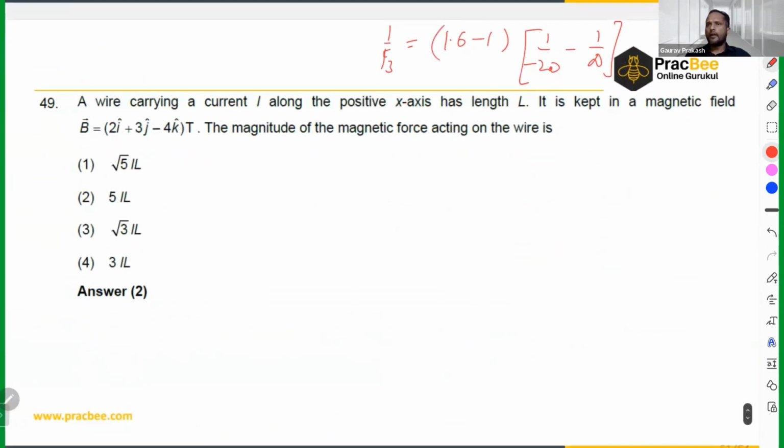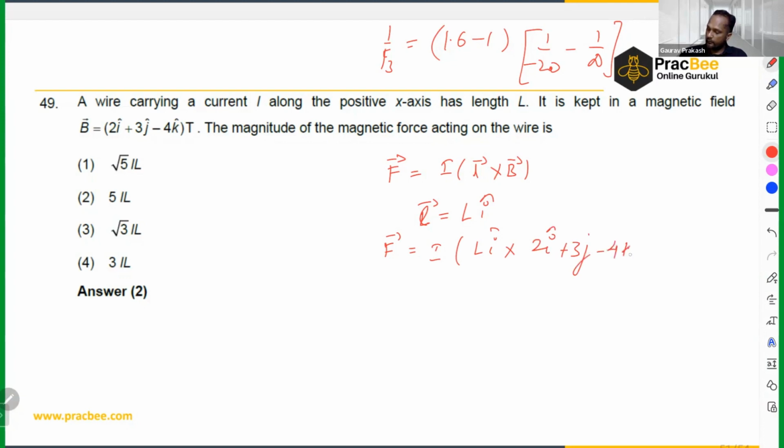Now, a wire carrying current I in the positive x direction, length L, is kept in a magnetic field. We know that the force on a wire is I L cross B. L and I have the same direction, so the wire is kept along the positive x-axis. So basically this L vector is equal to L i cap. So the force will be I into L i cap cross B, which is 2i plus 3j minus 4k.